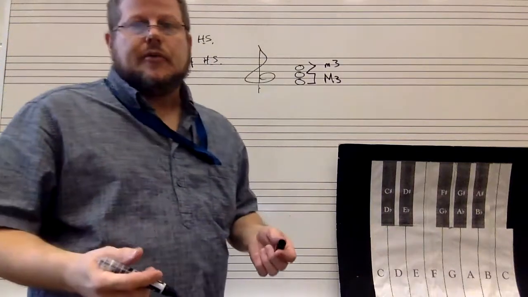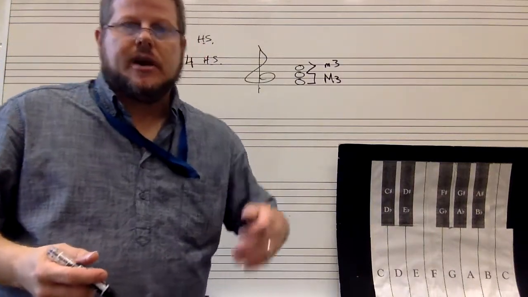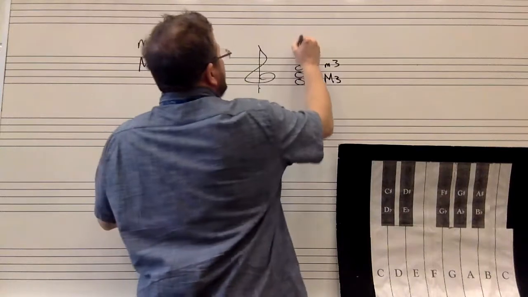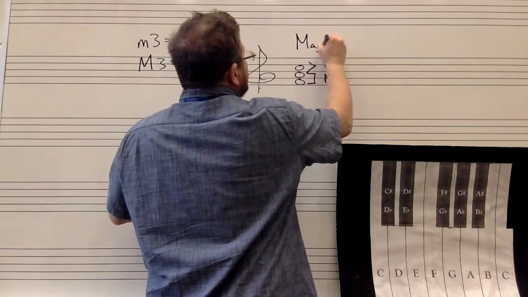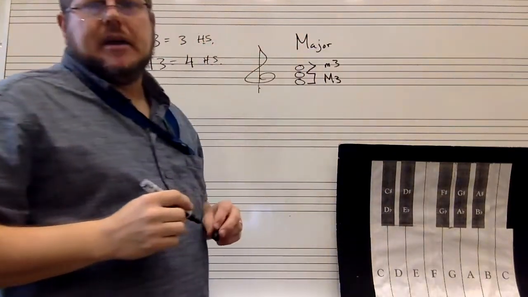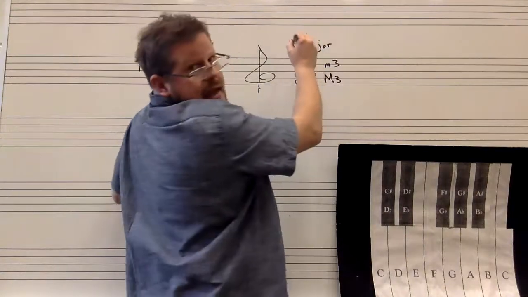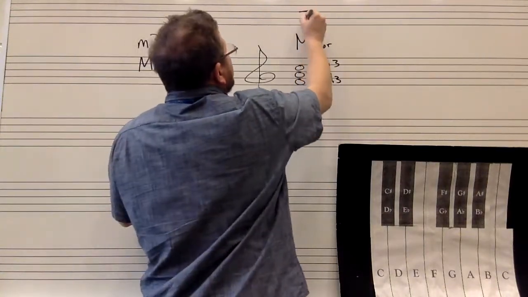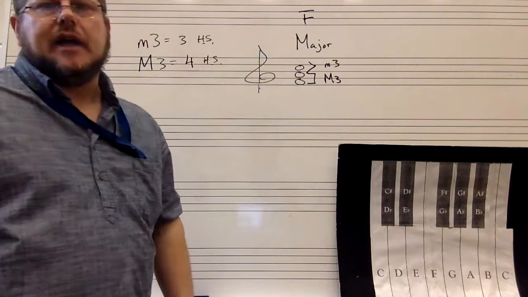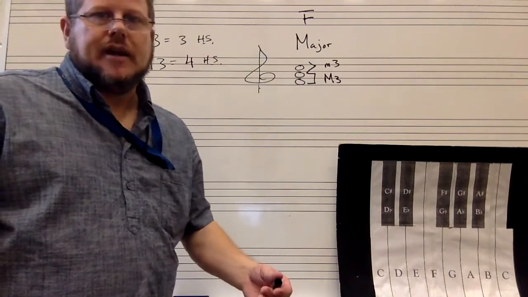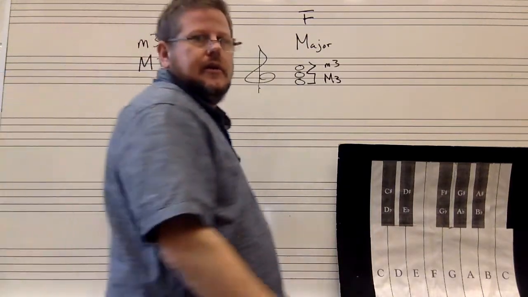Okay, so if we have that construction, major third on the bottom, minor third on the top, that is called a major triad, a major chord, aka, in this case, we would just do a capital F. Capital letter by itself is the major chord.